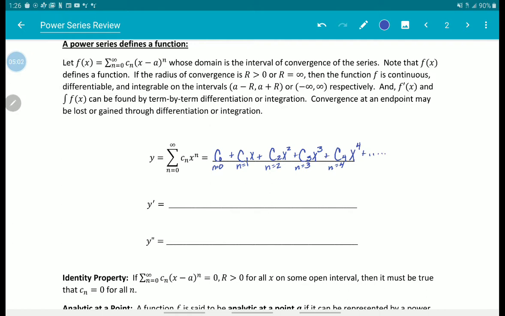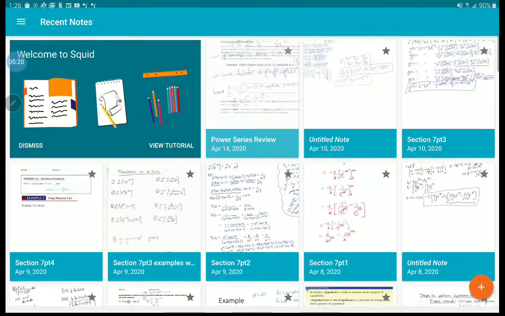So we've got a few terms written out. Now let's take derivatives. Notice what happens with that first term. If I take the derivative of c naught, I'm going to get 0, because I'm taking the derivative of a constant, and the derivative of a constant is always going to be 0. So we're going to have a 0 there.